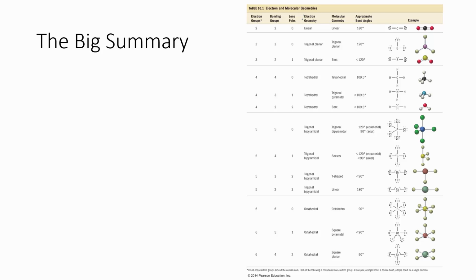And so again, the electron geometry is just how many things are attached, the electron groups, whether they are bonding groups or lone pairs. The molecular geometry only considers the bonding groups within that original electron group specific shape. Don't worry, there's going to be plenty of practice of this.